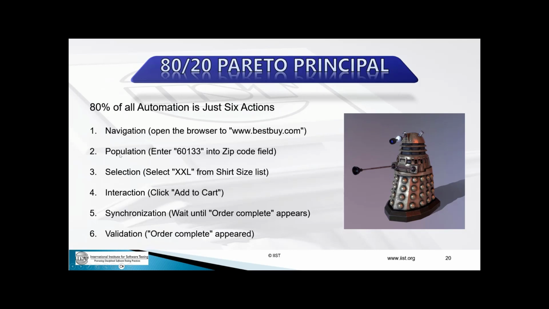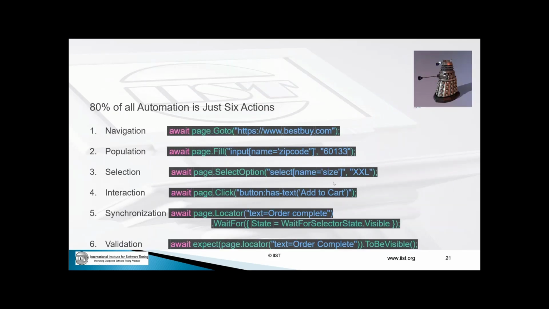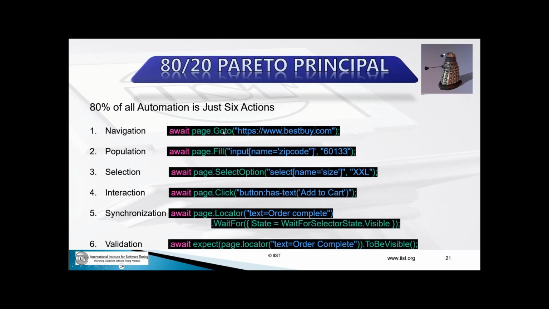The interaction and the validation are going to be the two things we'll talk about, but this whole idea can be applied to all of these. Here's what they look like. If you want to navigate, you're going to go somewhere, you're going to fill something, select an option, click on something, look for a locator and wait for it to be visible, wait for order complete to appear on the screen. And lastly is validation: I saw order complete visible on our screen.